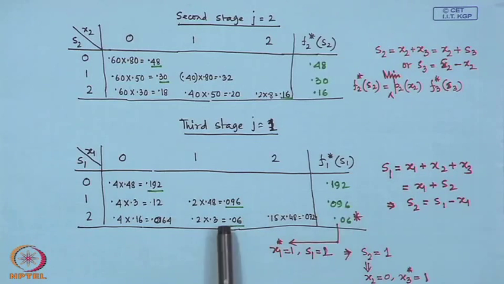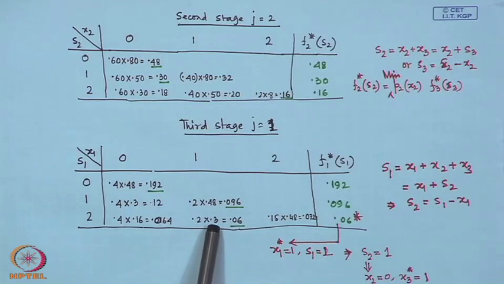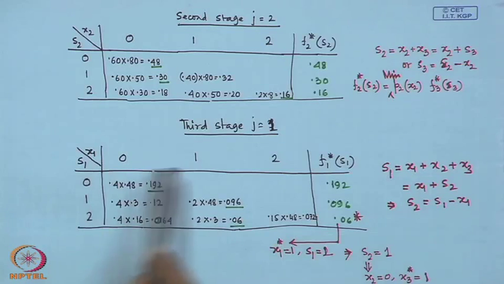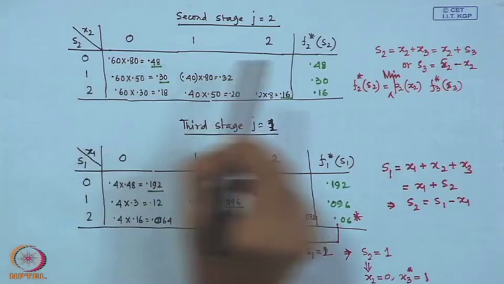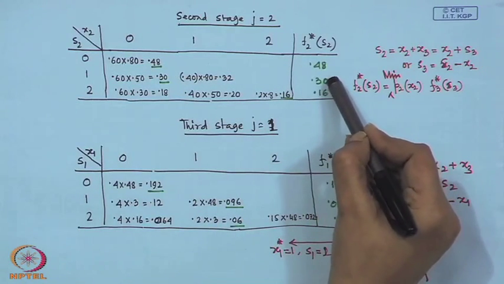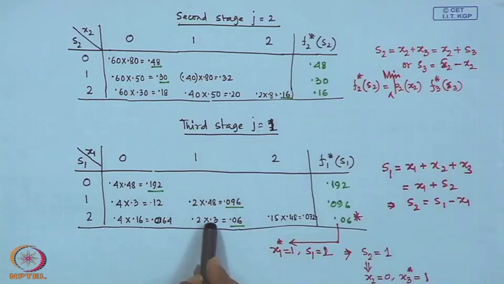Just look back at the table. Here we have considered that S1 equal to 2, and x1 is equal to 1, that means S2 equal to 1. Here, go here, then S2 is equal to 1, we are getting 0.3, that is why we have just picked up the optimal value in this stage. Thus, this is the Bellman's principle of optimality.